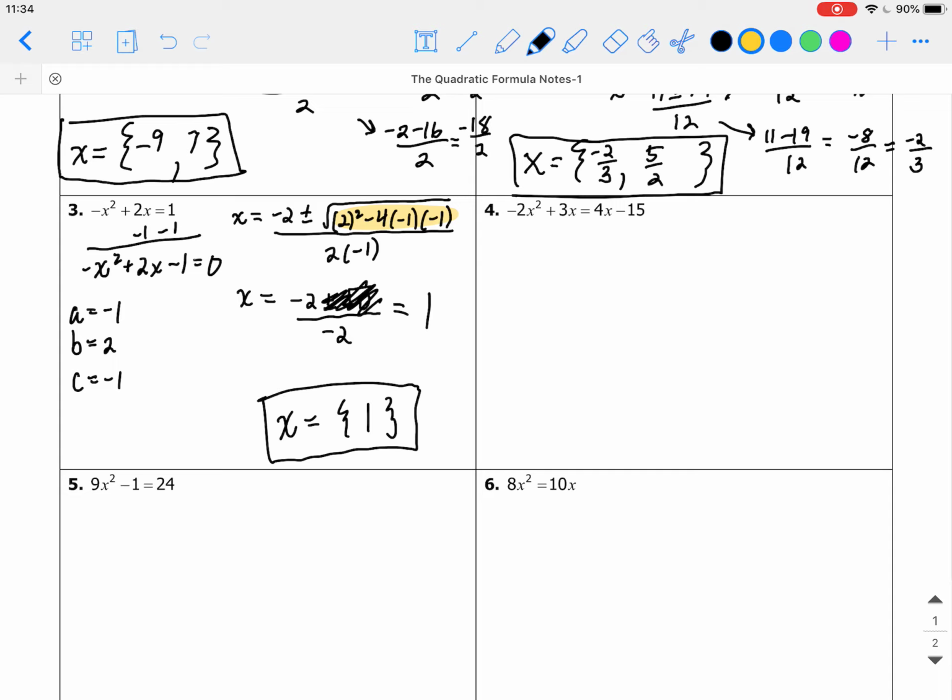Okay, there we go. All right, so let's look at number 4. So what do I need to look at immediately? The fact that I don't see a 0 on the right side. So I need to go ahead and bring over 4x, and bring over negative 15. So I'm going to subtract 4x over, because he's positive.